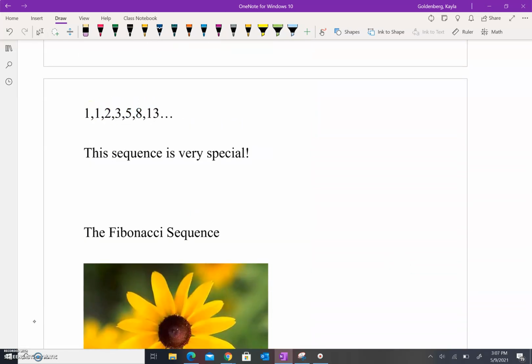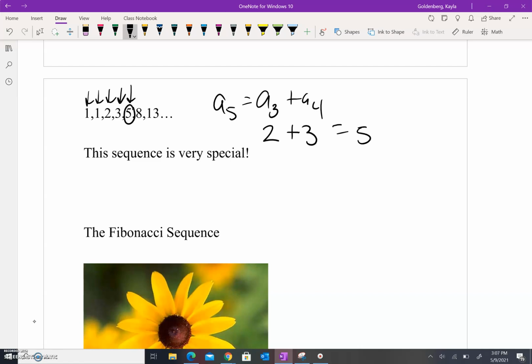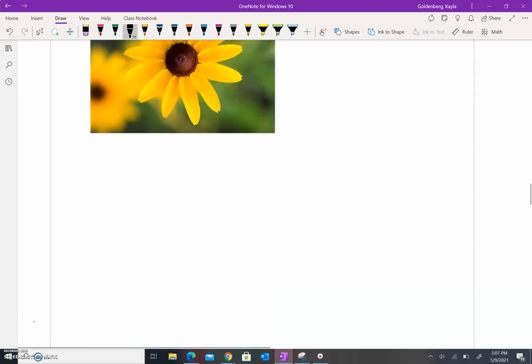if I erase my colors, this is the 1st, 2nd, 3rd, 4th, 5th. To get the 5th term, I have to add the 3rd and the 4th. The 3rd is going to be the 2, and the 4th is going to be the 3. So the 2 and the 3 combine to be the 5. So that's the idea. We're just calling these A sub 1, A sub 2, A sub 3, A sub 4, A sub 5, following that same notation.